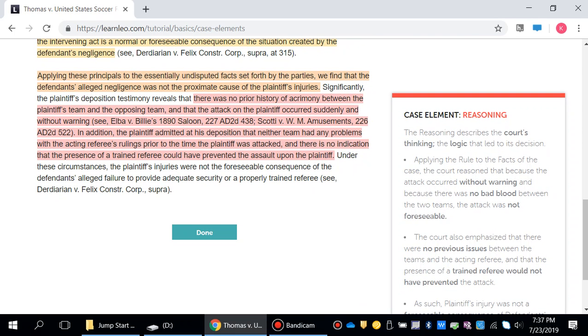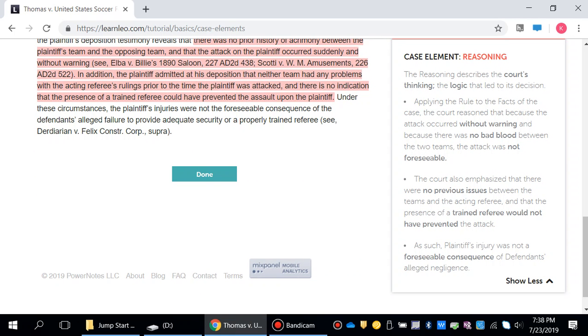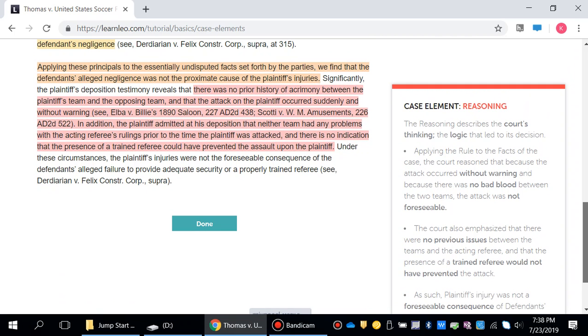So applying the rule to the facts of the case, the court reasoned that because the attack occurred without warning and because there was no bad blood between the two teams, the attack was not foreseeable. The court also emphasized that there were no previous issues between the teams and the acting referee, and that the presence of a trained referee would not have prevented the attack. As such, plaintiff's injury was not a foreseeable consequence of defendant's alleged negligence. So that's the court's thinking. And so just kind of spelling it out.